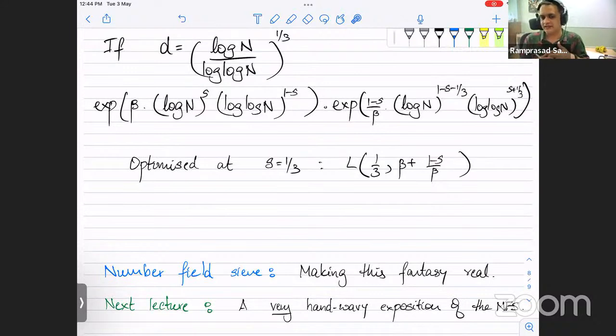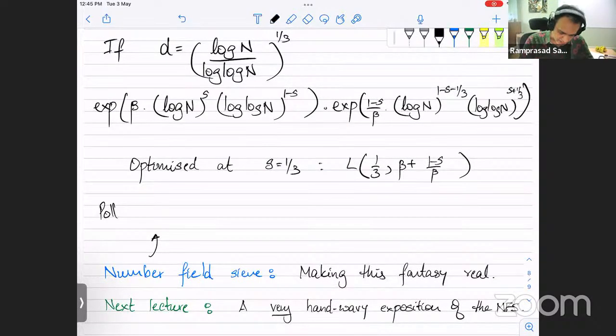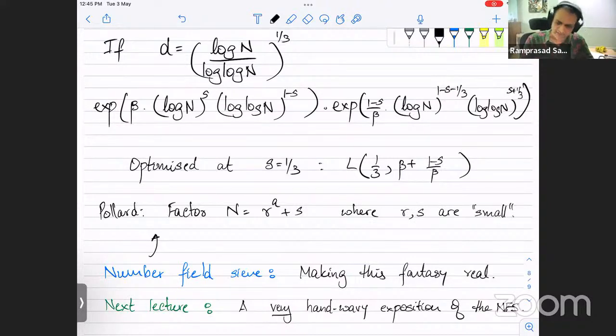It's a beautiful idea that apparently started off with Pollard, who also gave Pollard's rho algorithm, as a method to factor very specific forms of integers. So Pollard came up with an approach to factor n that looks like r power a plus s, where r and s are small. That is, numbers that look almost like a power of something, a power that has just been shifted by a little bit.